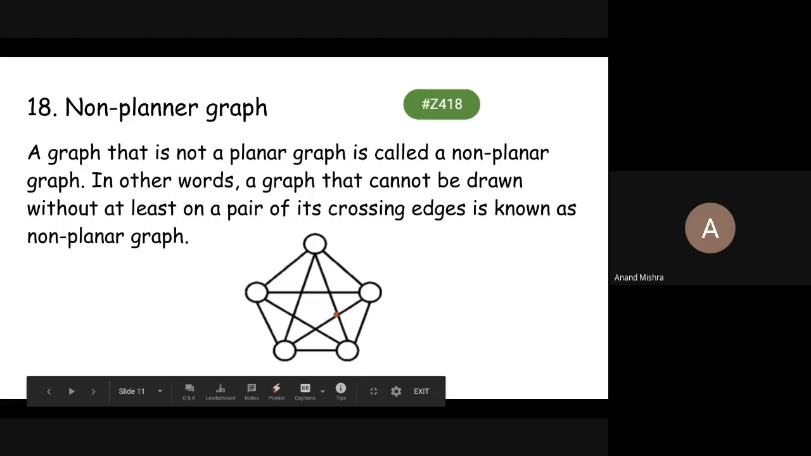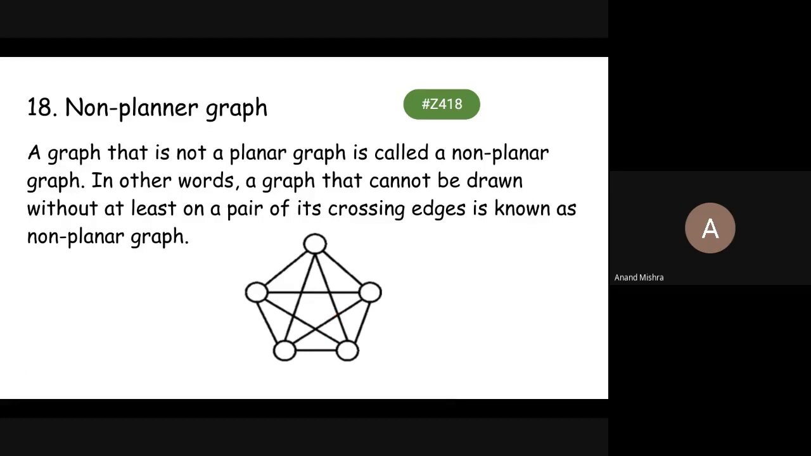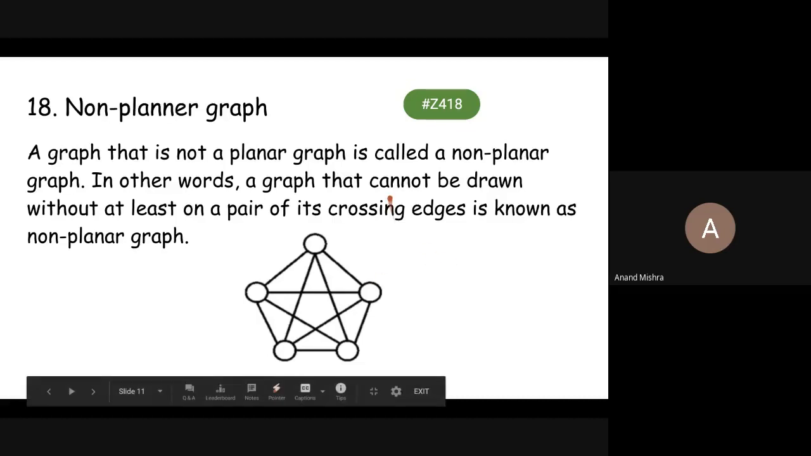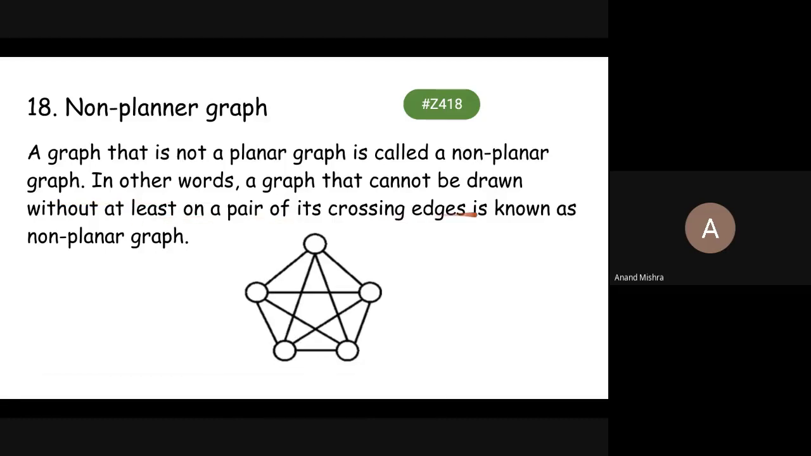But then there are some graphs which are non-planar graphs, right? You cannot actually draw them. And there are some formulas to identify them, but we will discuss that later. For now, a graph that is not planar is called a non-planar graph. In other words, a graph that cannot be drawn without at least one pair of crossing edges is a non-planar graph. For example, this graph, you may take your paper and pen and try drawing this without crossing.